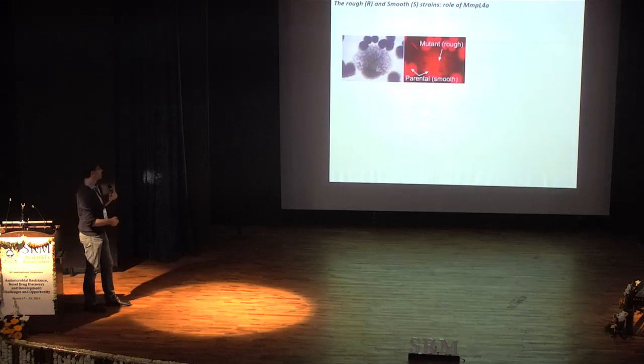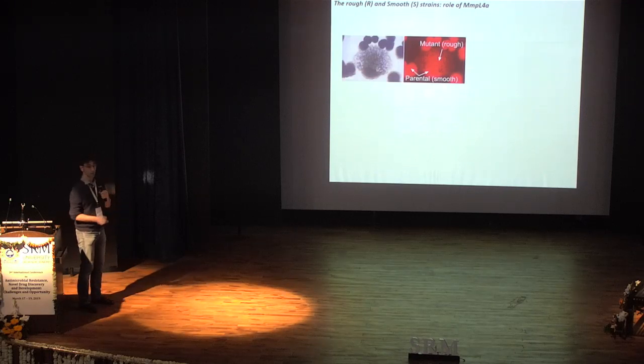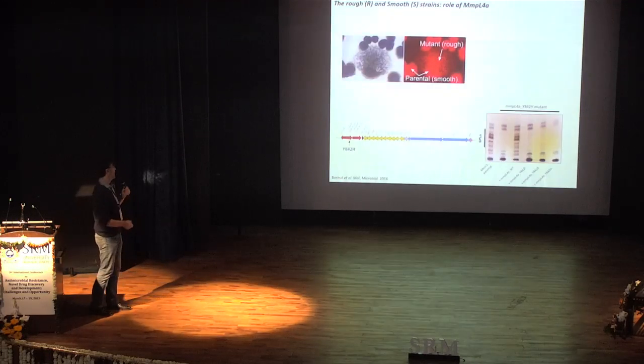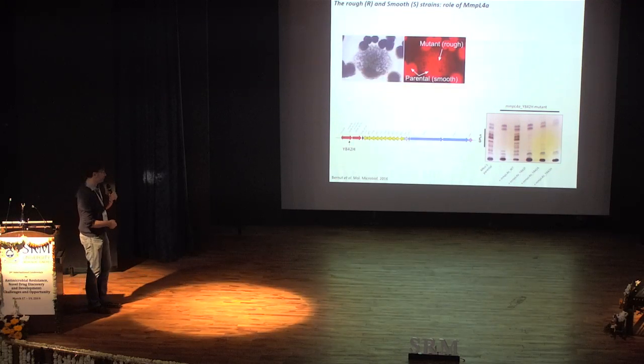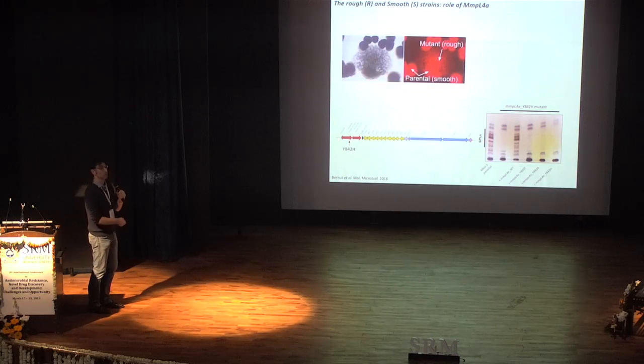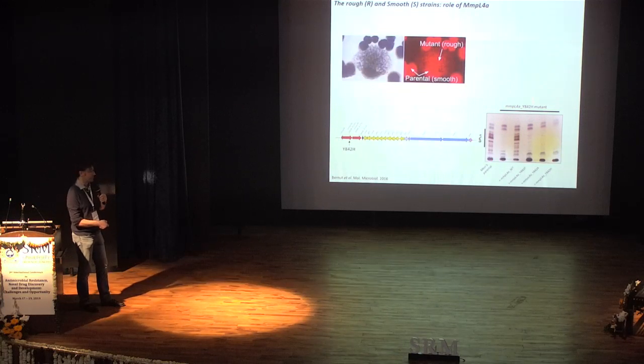So one observation that one of my postdocs made 2 or 3 years ago was quite interesting. She was working on the smooth Mycobacterium bolletii, and suddenly she found one clone that started to be smooth and then became rough, as shown here. So one part is smooth, the other is rough. So we took these two pieces of the colony, did whole genome sequencing, and found a single SNP in a gene called MMPL4A, which is present in the cluster of synthesis and transport of these glycopeptidolipids, the GPLs.